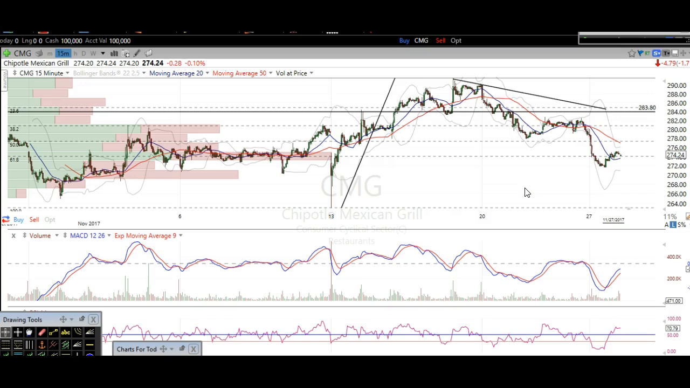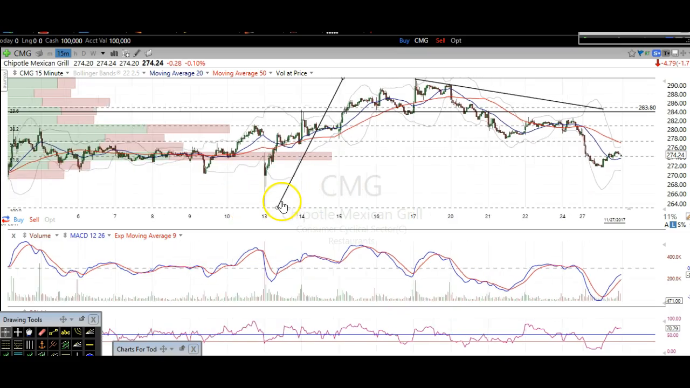So we've got this Chipotle 15-minute chart here, and this is going back to the very beginning of November. This was November 1st, all right? And this is today's action over here. So just to go over that, the most recent low that we had, as you can see right here, was this little tail that came down right there. The main high that we had is right up here. That was made on the 17th.